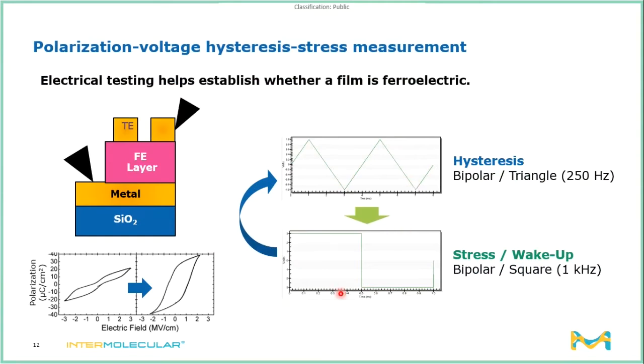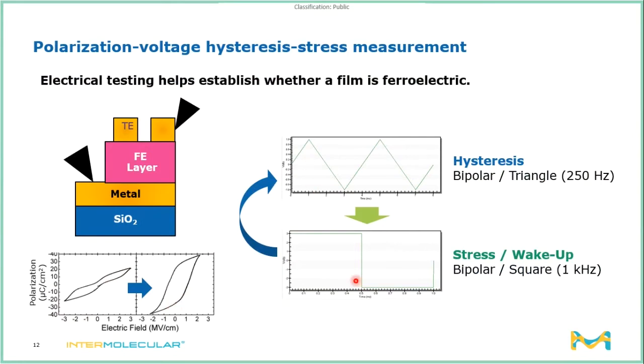Sometimes we also apply a square wave to the system. This is basically a wake-up procedure. It is a procedure to get better electrical performance out of the system. For example, if you have a pinched ferroelectric loop to start with, sometimes running an electrical stress or wake-up procedure will open that loop up, and you'll get a nice ferroelectric curve as a result.